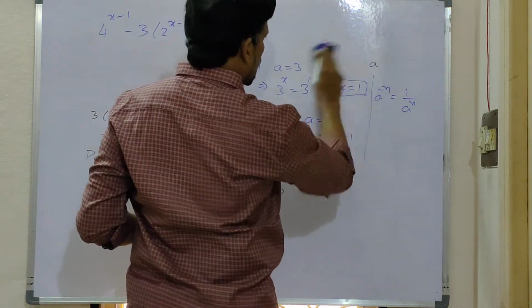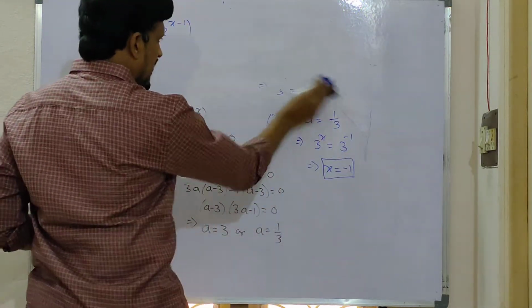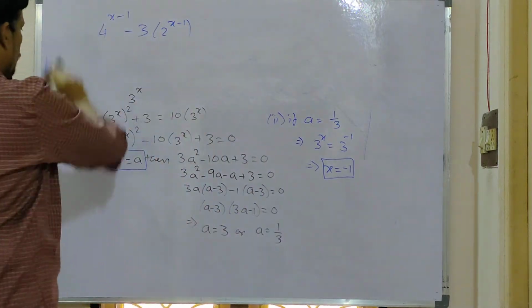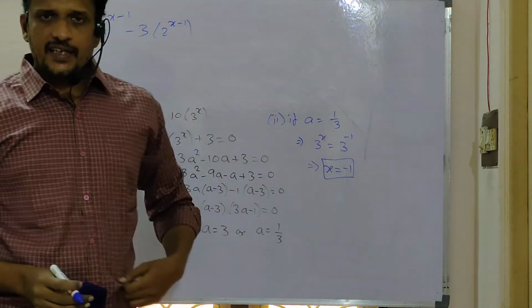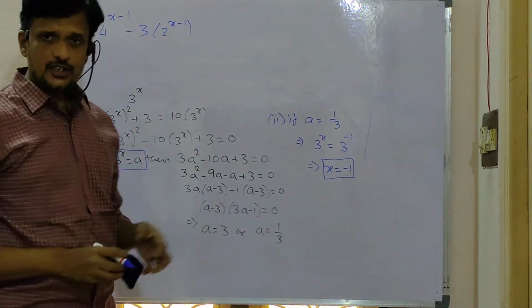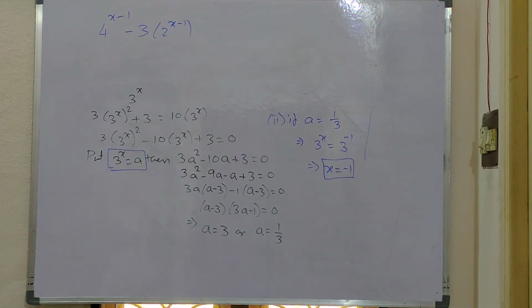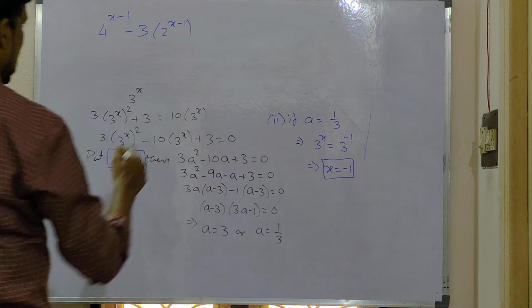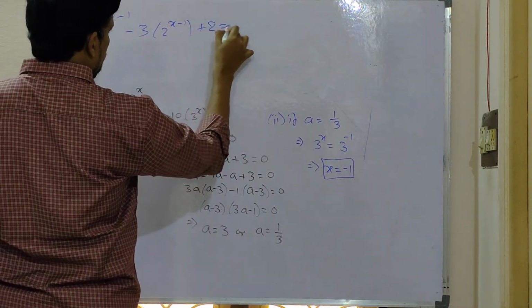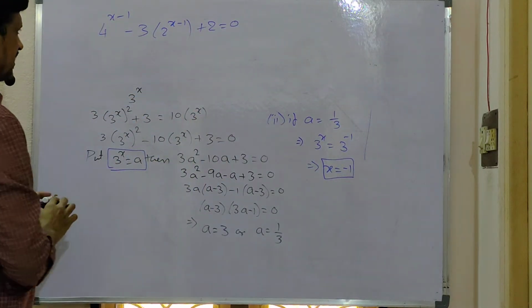Okay, now the next one. Another equation is given here, which is not a quadratic equation actually, but we have to convert this into the form of a quadratic. So here the problem is 4 to the power of x minus 1 minus 3 into 2 to the power of x minus 1 plus 2 is equal to 0. Solve the given equation.